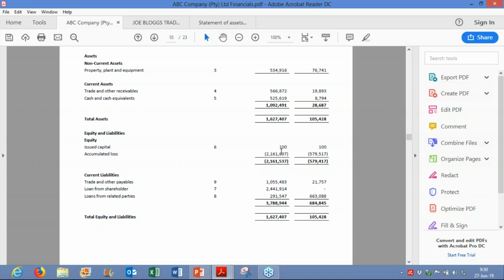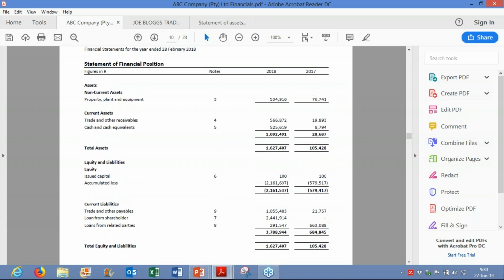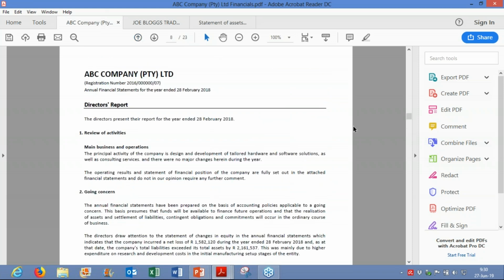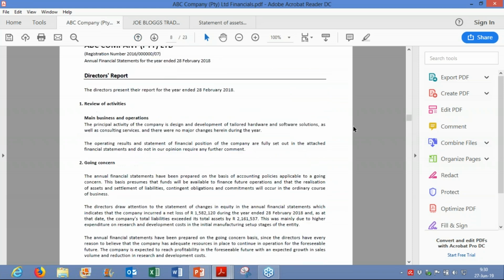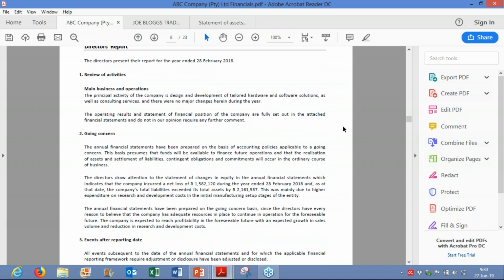So based on this negative value, shall I say, or negative equity or the accumulated loss, I want to flip back to the director's report, which is basically the next thing that I always like looking at in financial statements, because it summarizes or sets out key highlights in these financial statements.